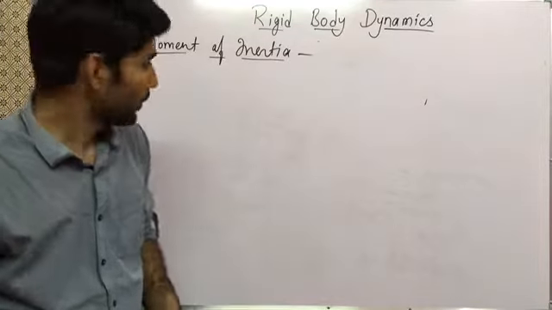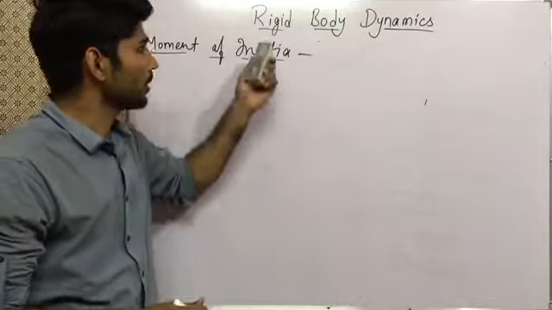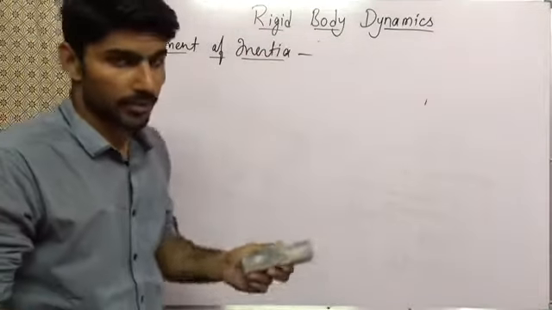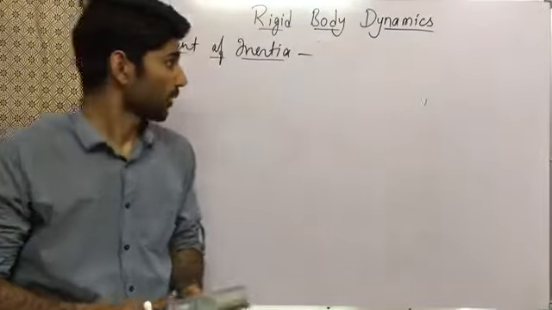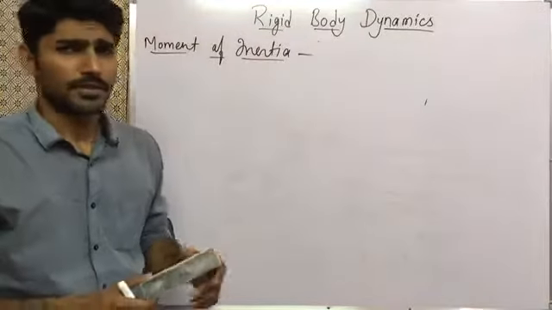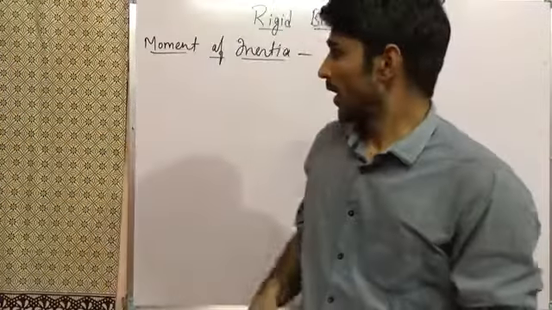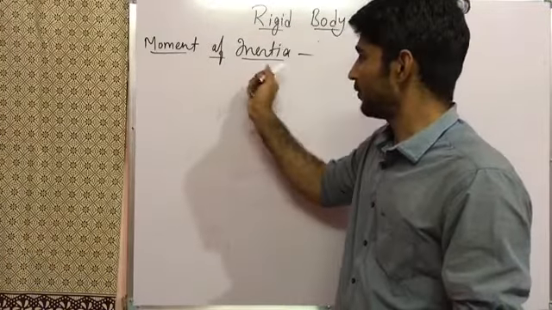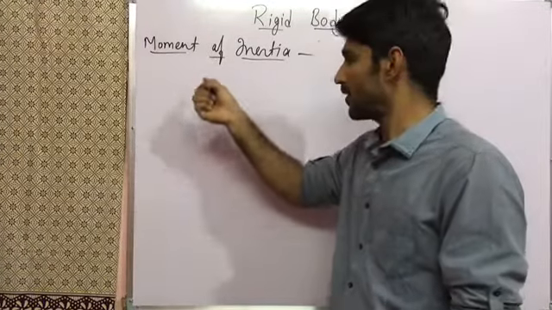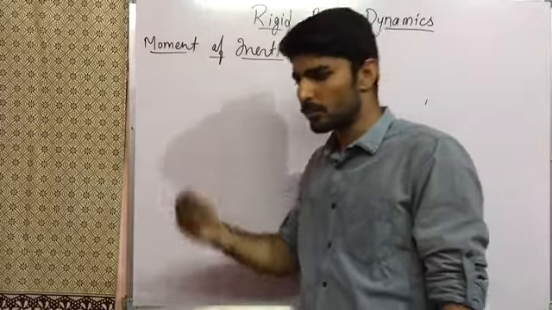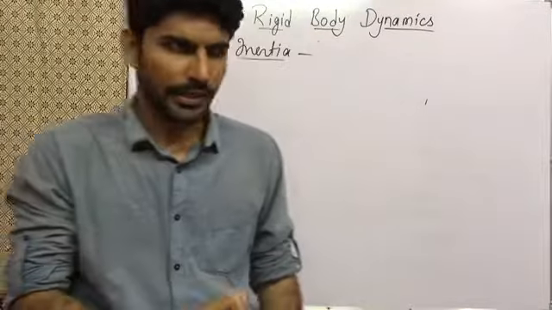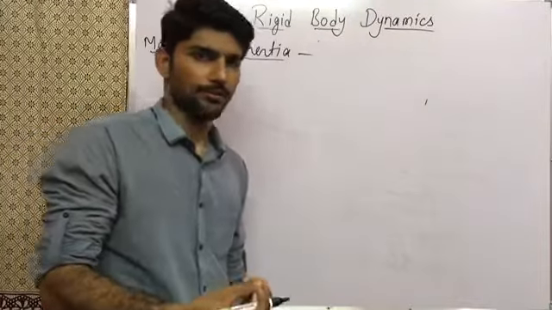Today in this video we will discuss moment of inertia from the chapter Rigid Body Dynamics of class 11th physics book. In this chapter we have discussed previously the center of mass, the definition and formula for moment of inertia, and we have derived the moment of inertia for a ring. But today we will go through a quick revision and again derive the moment of inertia for the ring.